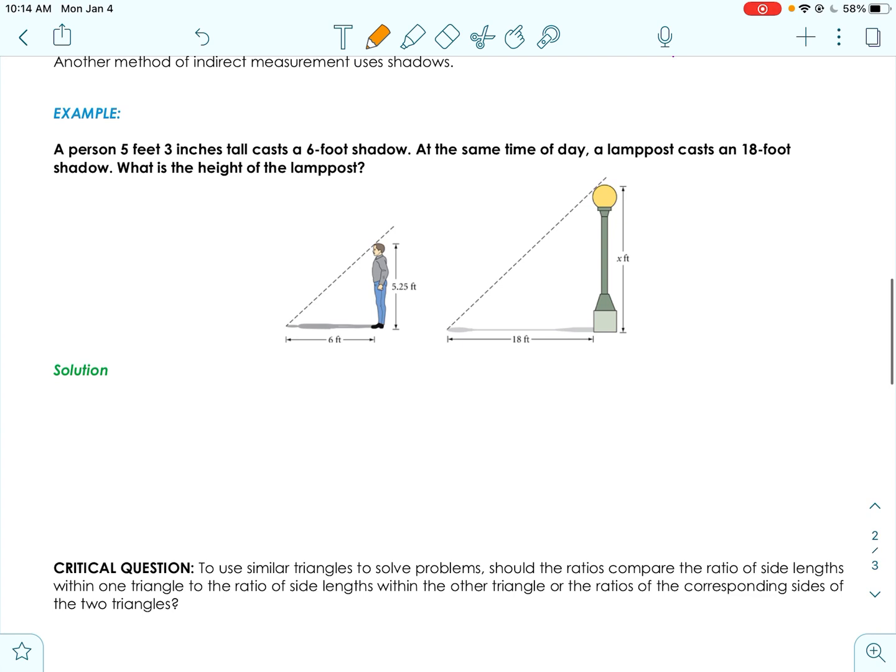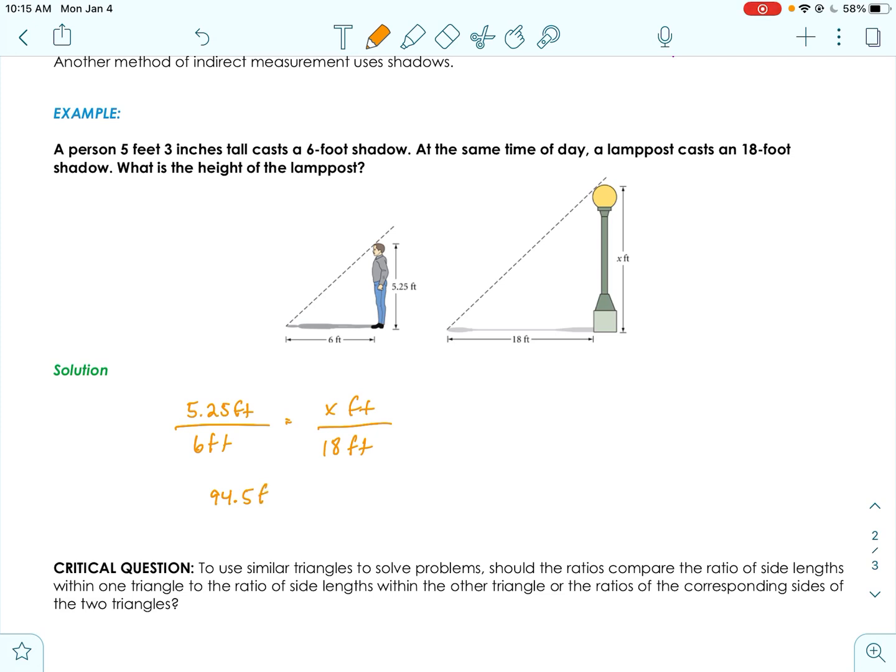So again, we know that these are similar triangles. So what we're going to do is set up a proportion. We know a 5.25 foot person casts a 6-foot shadow. And since these are similar triangles, we know that an x foot tall lamppost is going to cast an 18-foot shadow. If we cross multiply here, we have 18 times 5.25, which is 94.5 feet.